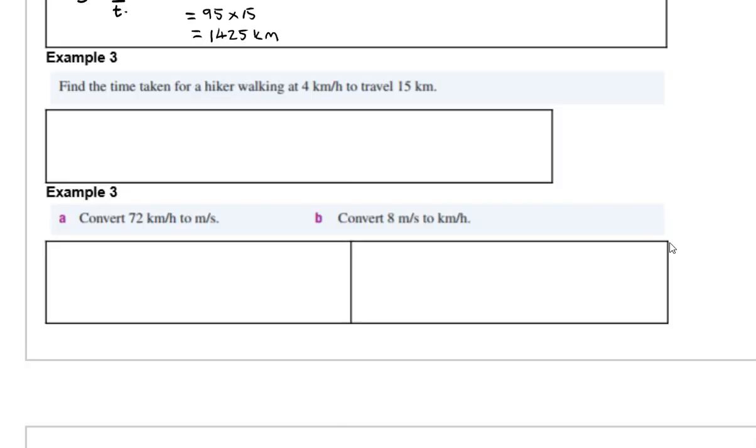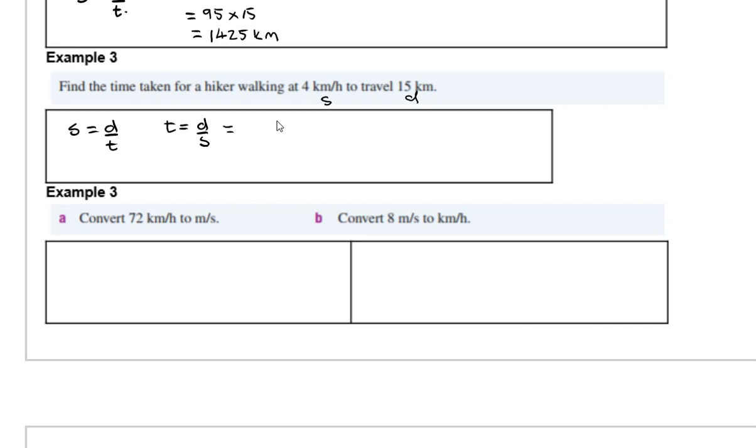Alright, example 3. It says find the time taken for a hiker walking 4 kilometers an hour to travel 15 kilometers. So let's write out our formula. Speed equals distance over time. Now, in this particular question, I've got speed and I've got distance. I need to find time. So what I'm going to do with this formula is to swap the S and the T around. So T will equal D over S.